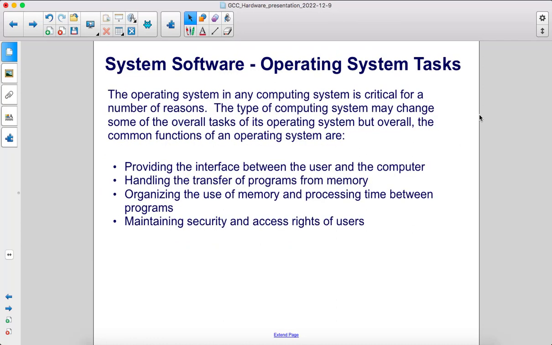The operating system in any computing system is critical for a number of reasons. The type of computing system may change some of the overall tasks of its operating system, but overall, the common functions of an operating system are providing the interface between the user and the computer, handling the transfer of programs from memory, organizing the use of memory and processing time between programs, and maintaining security and access rights of users.